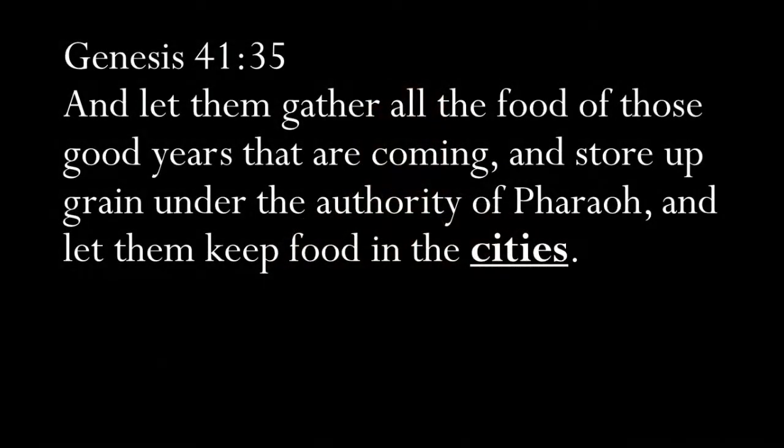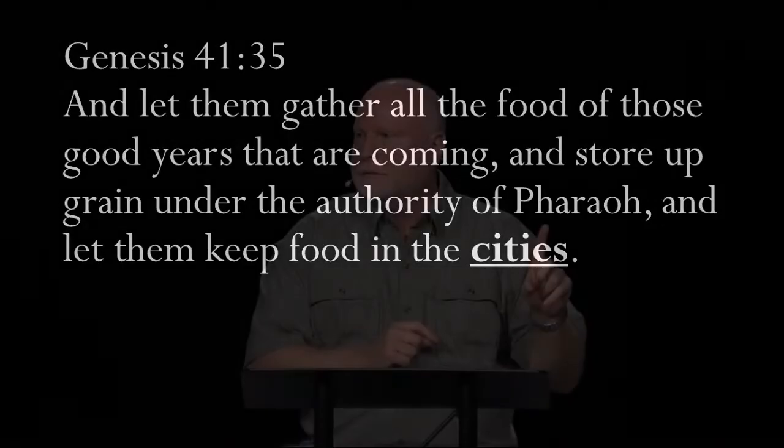So to help alleviate their anger, Joseph recommended that they keep the grain that they collected in the same city that they collected it from. Look at verse 35 again. Notice what it says. And let them gather all the food of those good years that are coming and store up grain under the authority of the Pharaoh, and let them keep food in the cities. Not city singular. Not Luxor, where the palace is. Not Memphis, which was another royal city. Not any other city, but cities, plural.